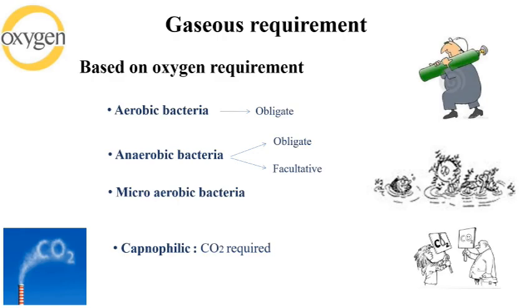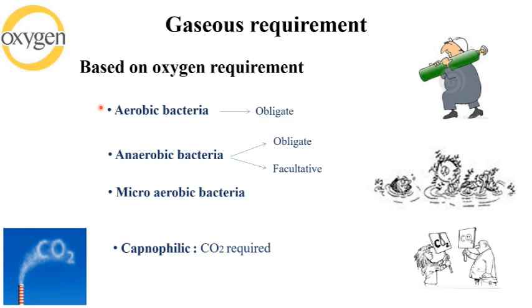Environmental factors. Gaseous requirement. Based on oxygen requirement, bacteria are divided into aerobic bacteria, anaerobic bacteria, and microaerobic bacteria. Aerobic bacteria are those organisms that require oxygen for their growth and multiplication.